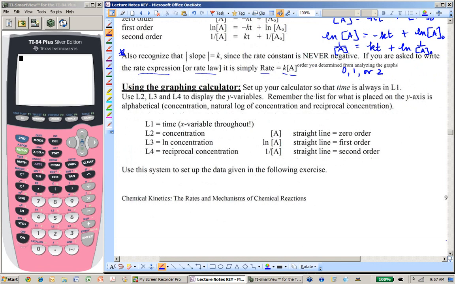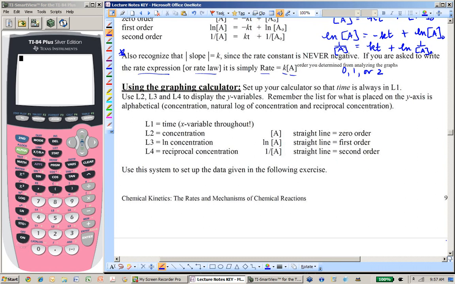So we're going to set up your calculator so that time is always in L1. And I'm telling you now, you're going to see problems that give you data tables where it's not always the first column listed. So don't get in the habit of going, oh, well, I'm going to put the first thing that's listed into L1. No, I want you to think. Yes, I use the word think. I want you to think.